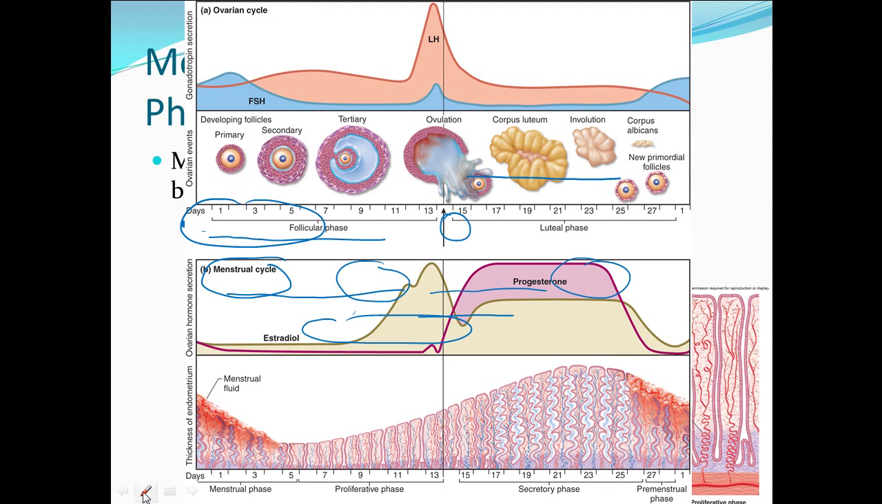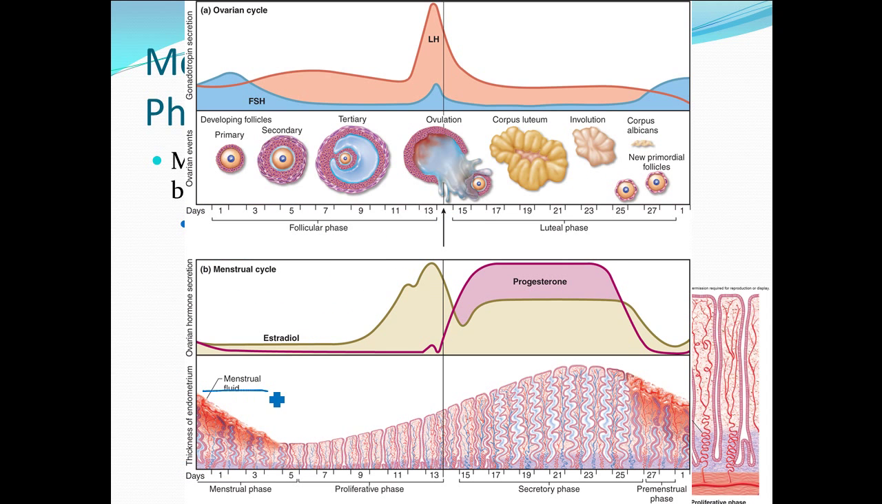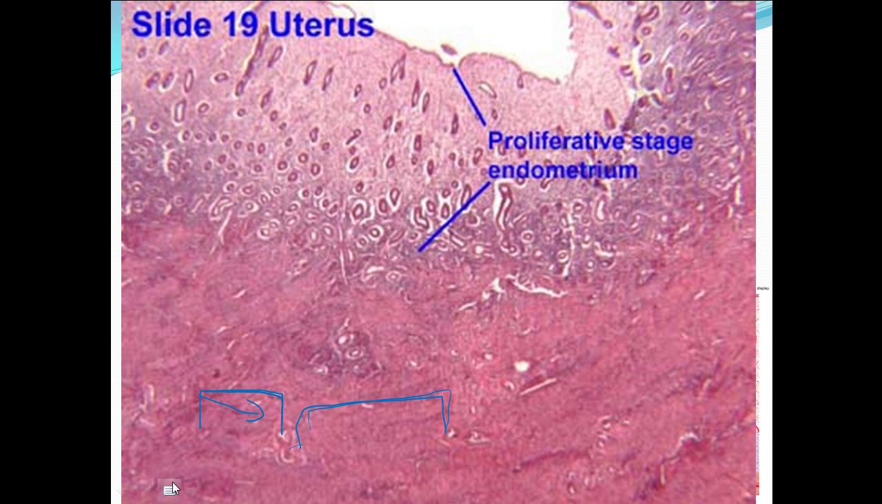So here, notice how the very first 5 days are when menstruation is occurring. And then the next almost 10 days, 8 days kind of thing, is the proliferative phase. So what's happening is that the functional layer of the endometrium is starting to grow. Okay, it's starting to grow. So this is what you have here in a histological slide. What is this layer on the bottom here?